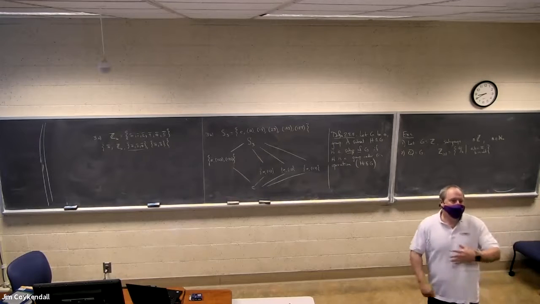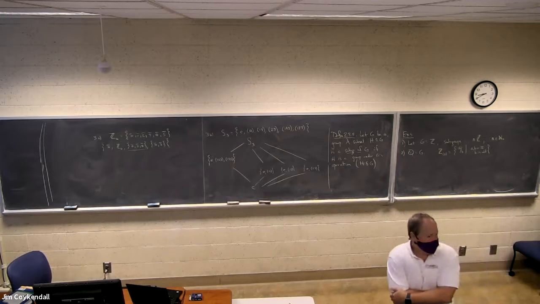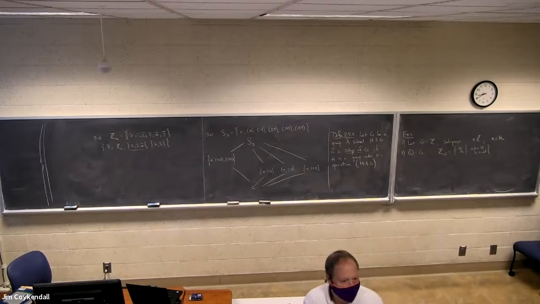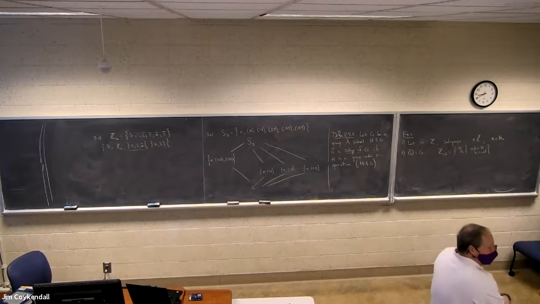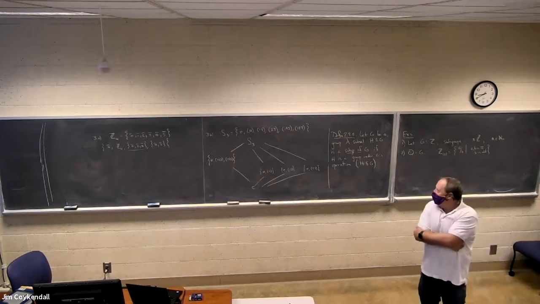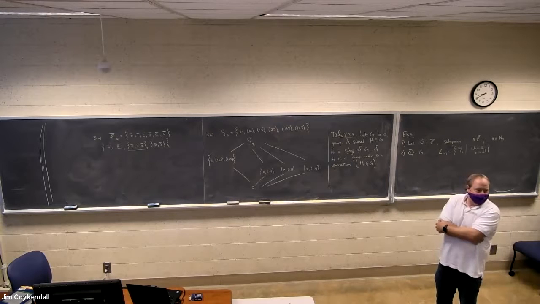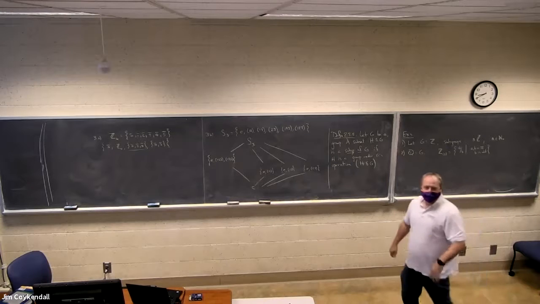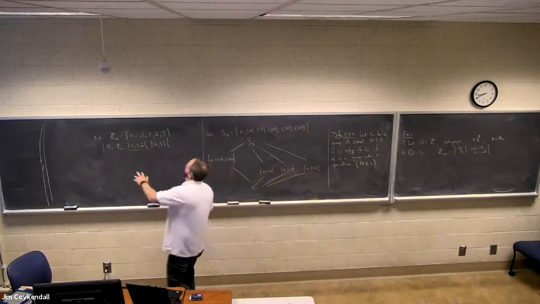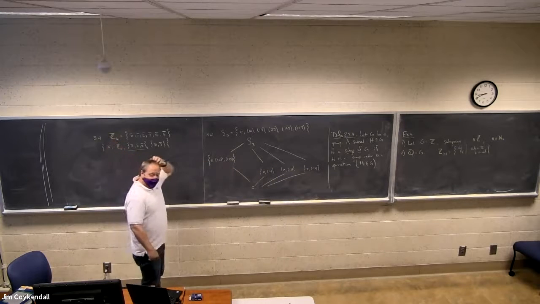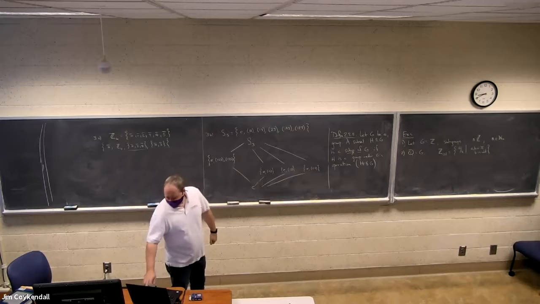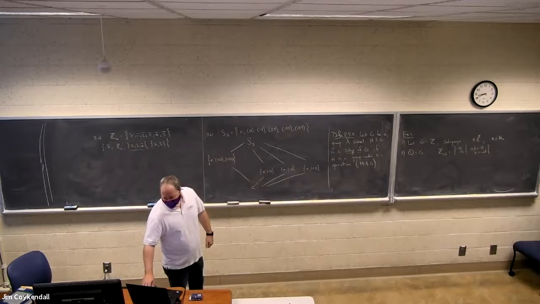For example, how many elements does S5 have? 5 factorial, which is 120. Both 30 and 40 divide that number, but S5 has no subgroups of order either 30 or 40. You also don't necessarily have a unique subgroup. It's actually going to turn out that groups that are cyclic, that is groups generated by one element like this one, always have a subgroup for every divisor and only one. But in general, that's not true at all.